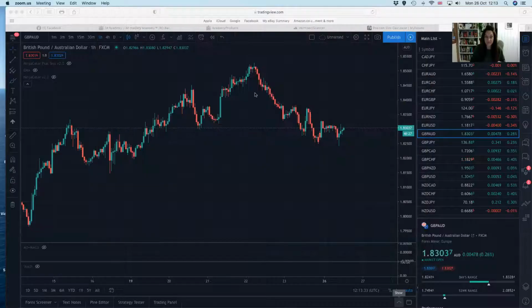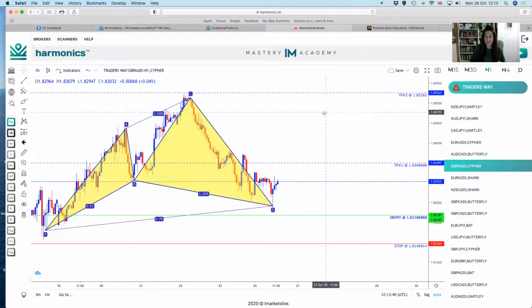Let's share screen. Okay, share. Okie dokie then. Right, so this is the Harmonic Scanner.